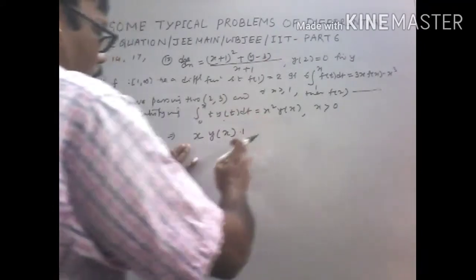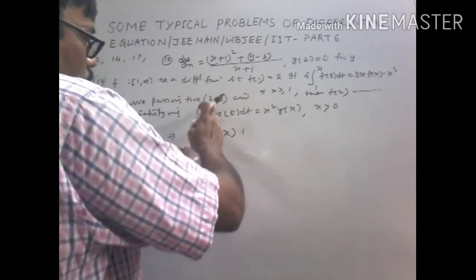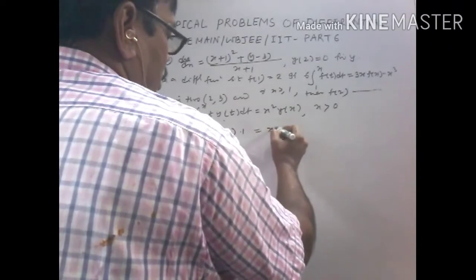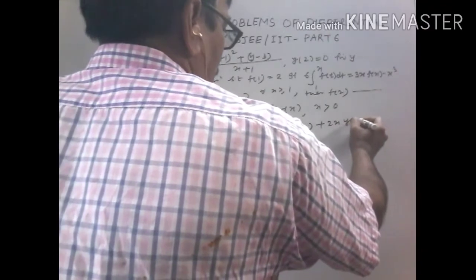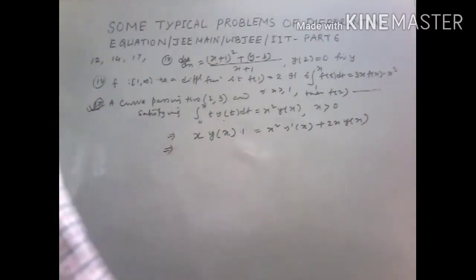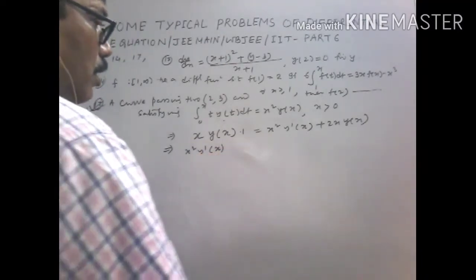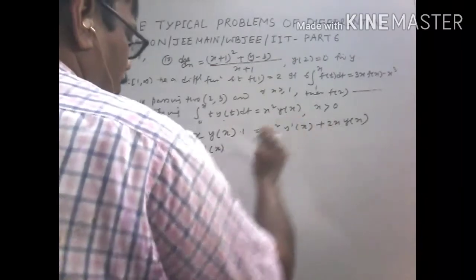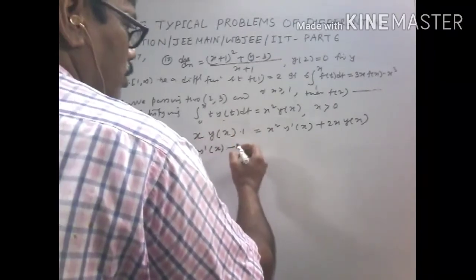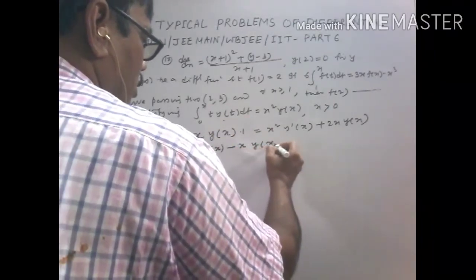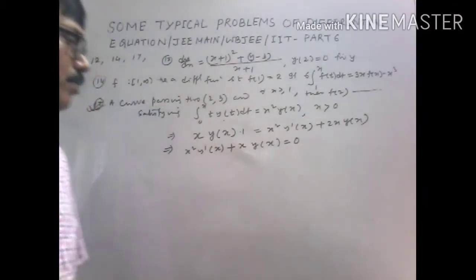So we are getting this, minus t is replaced by the lower limit, but since the derivative of the lower limit is 0, there is no need of writing it. This is x² into y'(x) plus 2x into y(x). Now x² y'(x) plus 2x y(x), and this is x y(x). So minus x y(x) equals 0. Now this is plus, not minus.